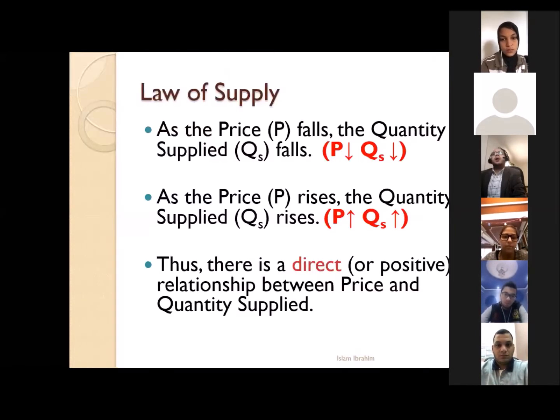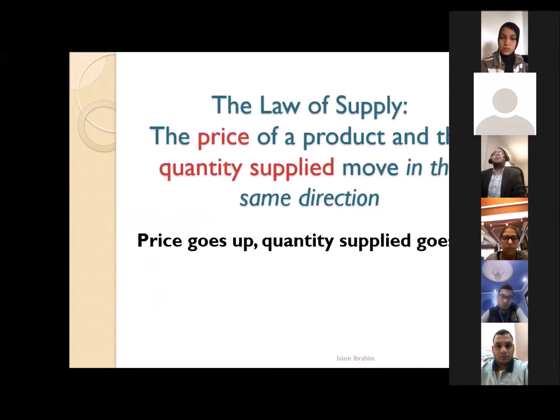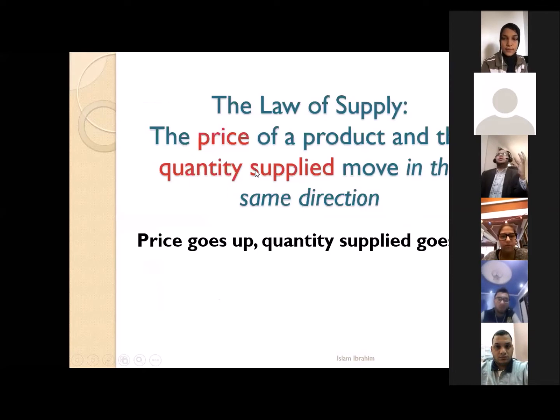Supply, so supply again is the willingness and the ability to sell. Supply shows a positive relation. Demand has a negative relation, supply a positive relation between prices and quantity supplied. So when the prices increase, this will lead to an increase in revenue and therefore profit. So the producer or the seller will sell more.